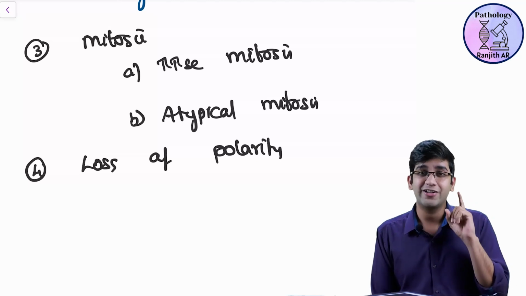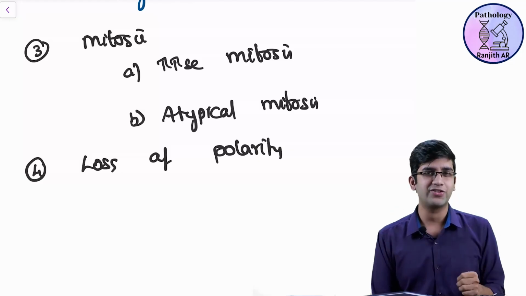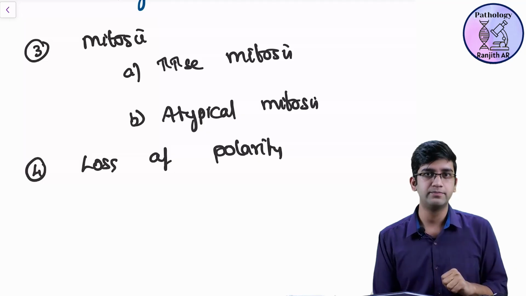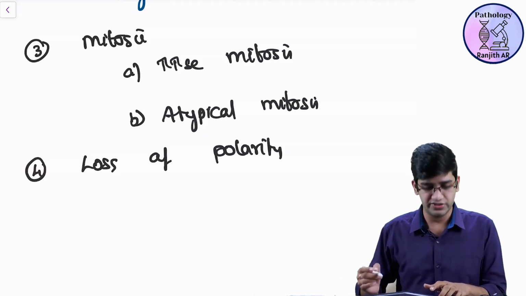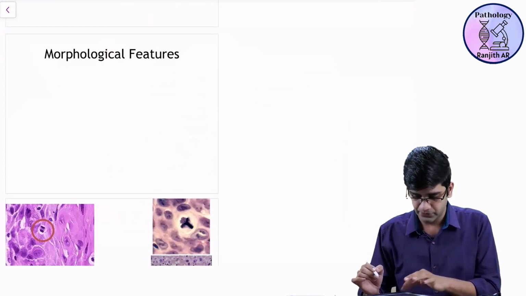These four findings I'll keep asking at least 100 times while we are going through systemic pathology. These are the only four findings required: pleomorphism, high NC ratio, mitosis, and loss of polarity. We'll see what these two are. Third and fourth, we're going to explain and see them in the form of an image.